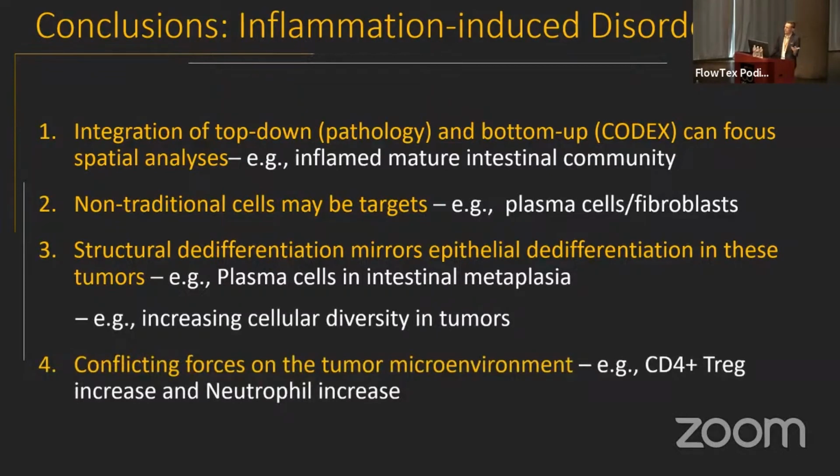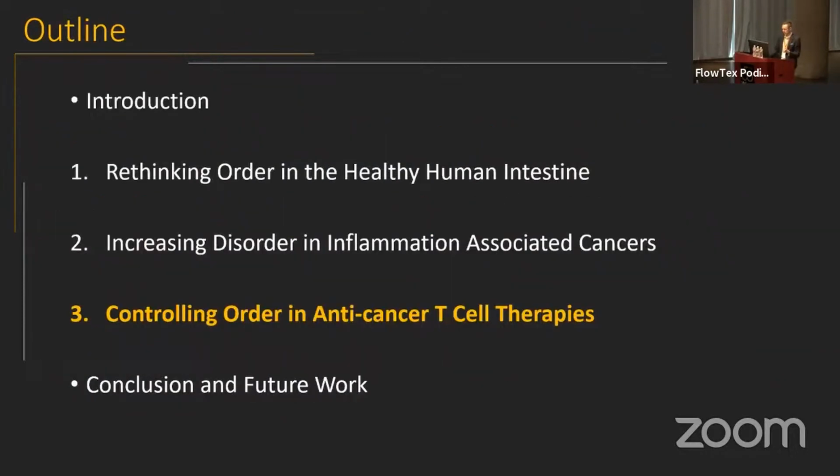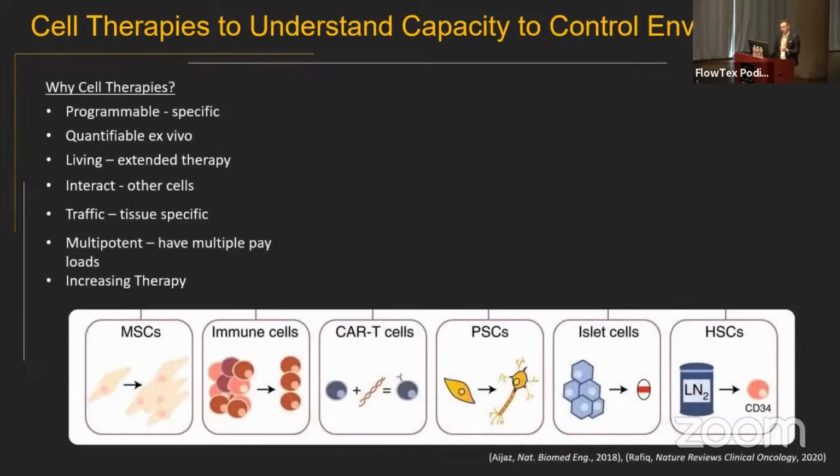And then there's just conflicting forces, right? There's an increasing inflammation, but there's also increase in regulatory cells like Tregs in advanced tumors. Okay, finally, we went from healthy to cancer, and now we're going to a therapeutic setting where we're thinking about T-cell therapies. Cell therapies are not just for cancer, they're across the board. They're used for regeneration, for infectious diseases, for fighting autoimmunity, but a lot of the attention has been around CAR T cells for cancer, just because these are the first to really make a lot of headway and get approved.